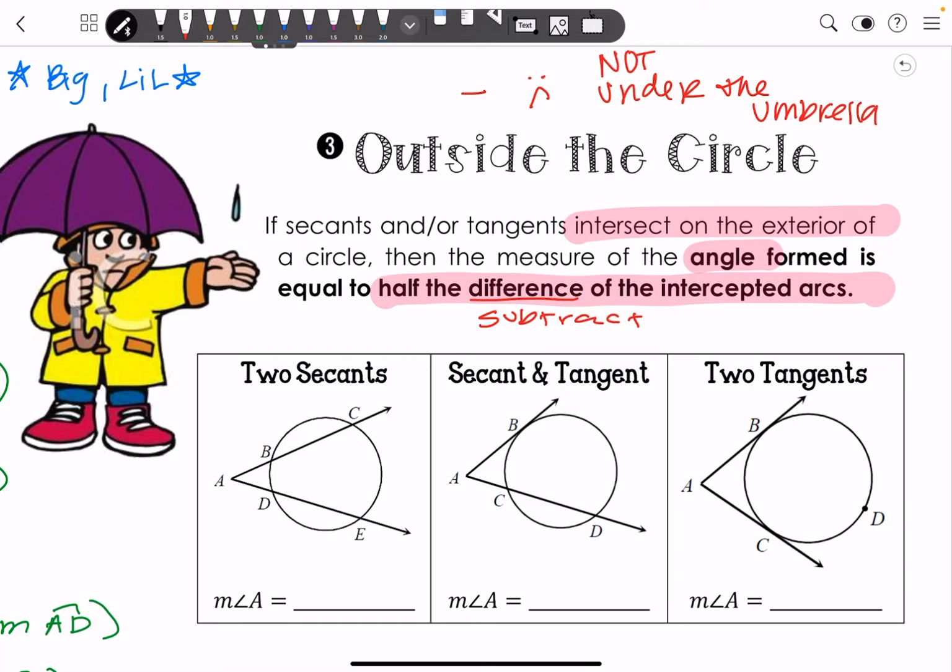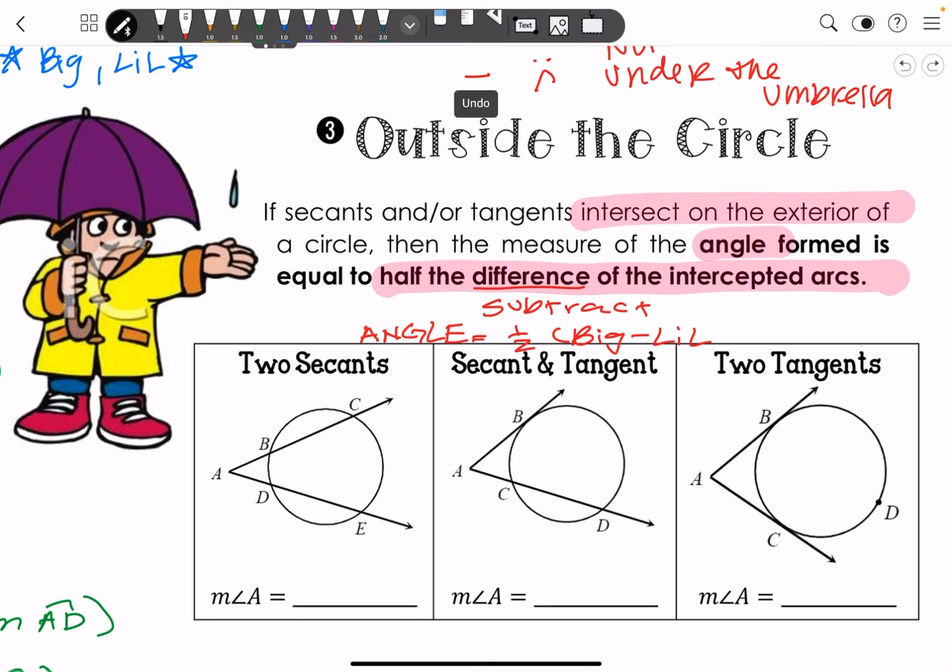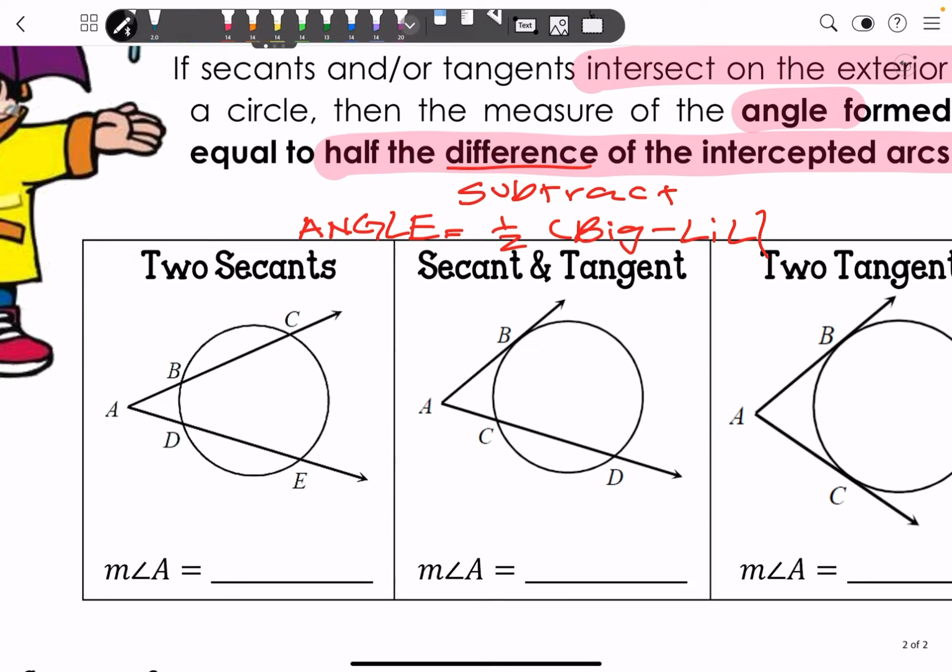So whether it's two secants, a secant and a tangent, or two tangents, it's still going to be the same thing. The measure of your angle is going to equal half of the big minus your little. So right here on your two secants, you've got the measure of angle A is going to equal half of the measure of arc CE minus the measure of arc BD.